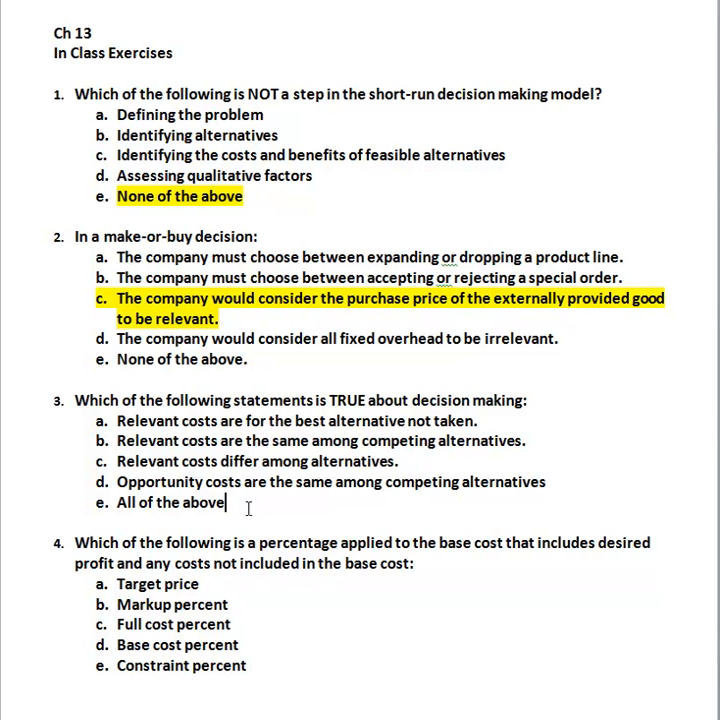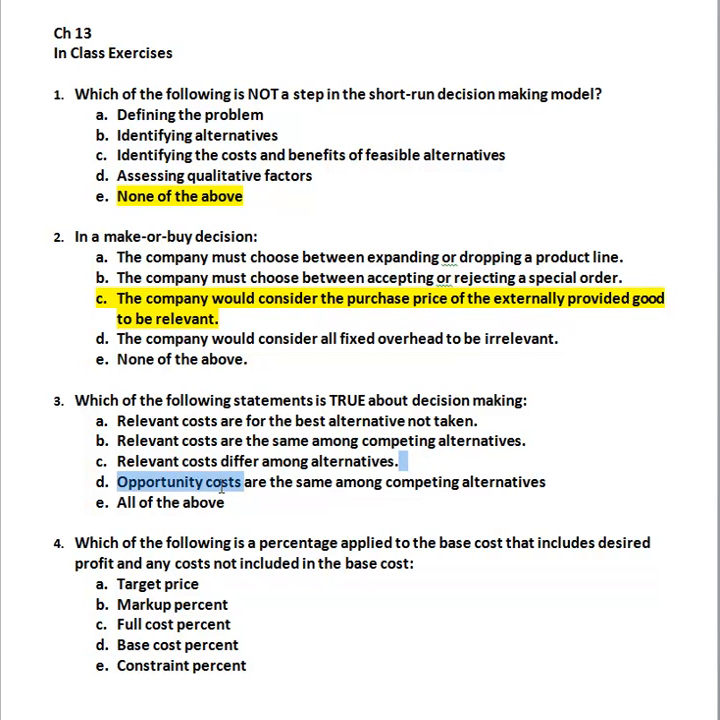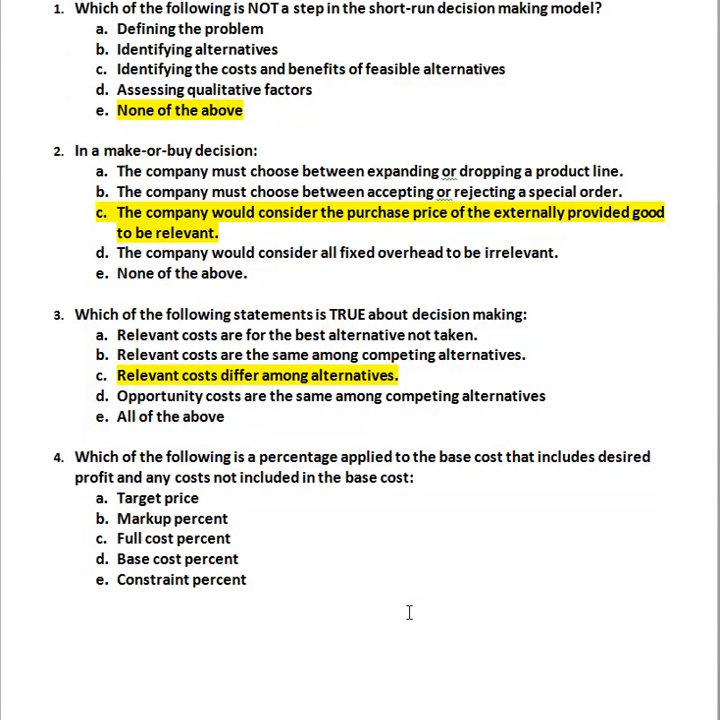Number 3 says, which of the following statements is true about decision making? Relevant costs are for the best alternative not taken. Relevant costs are the same among competing alternatives. Well, that's incorrect. We know that to be relevant, it has to differ. So B is clearly incorrect. C, relevant costs differ among the alternative. Obviously, that's correct because that's what we just said. So your answer on 3 is C.